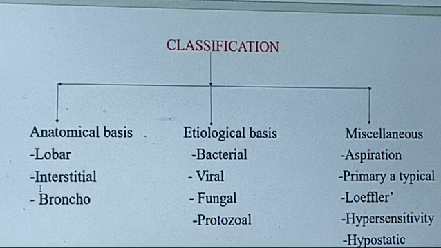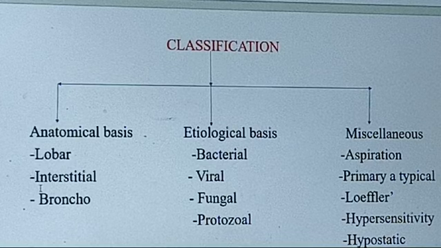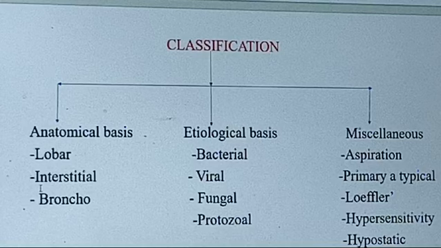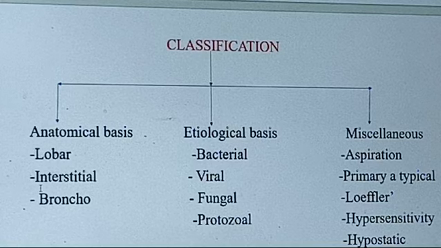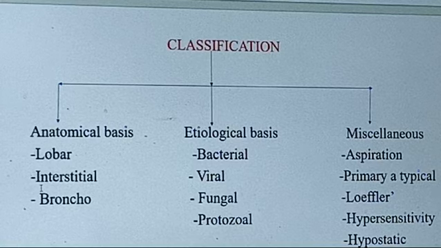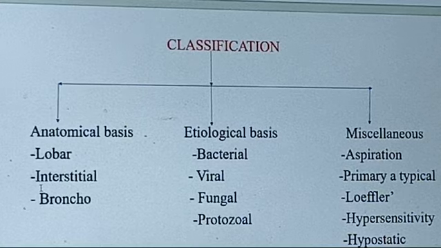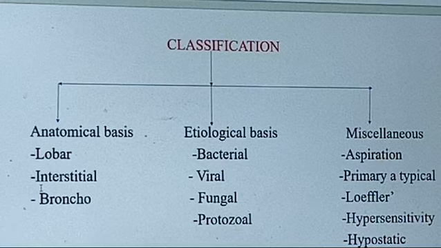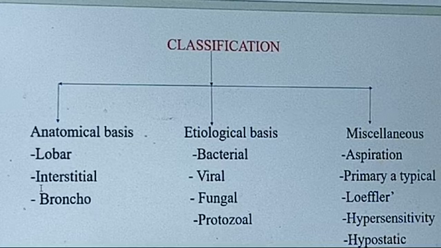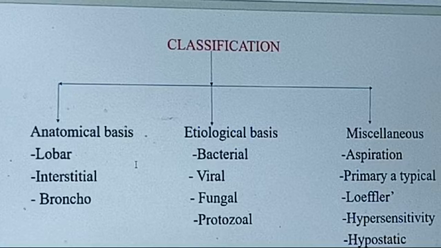The classification of pneumonia is mainly divided into three types: anatomical basis, etiological basis, and miscellaneous. Anatomical basis pneumonia has three types: lobar pneumonia, interstitial pneumonia, and bronchopneumonia. Etiological basis pneumonia includes bacterial, viral, fungal, and protozoal pneumonia. Miscellaneous pneumonia includes aspiration pneumonia, primary atypical pneumonia, low effluence pneumonia, hypersensitivity pneumonia, and hypostatic pneumonia.